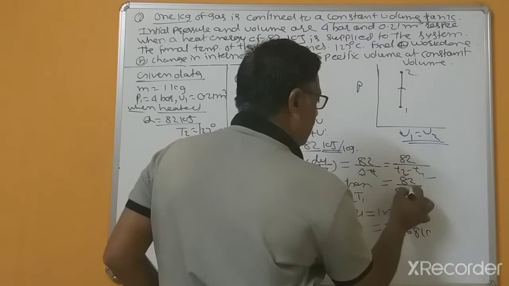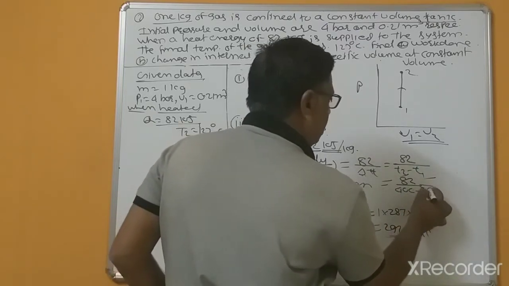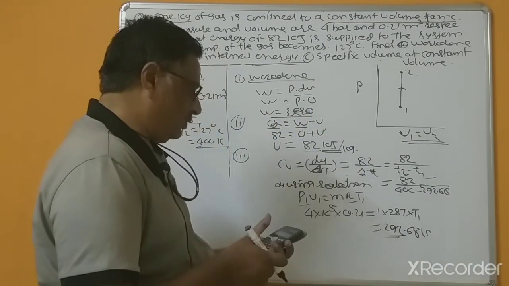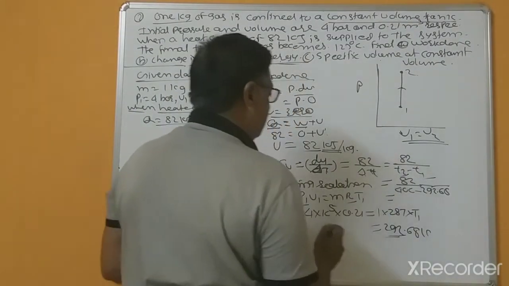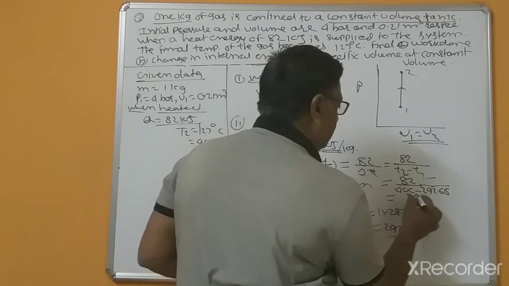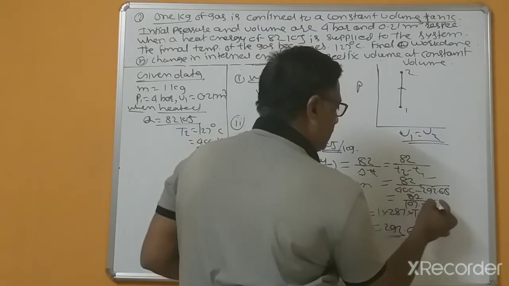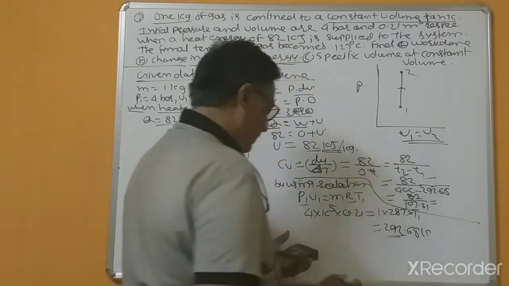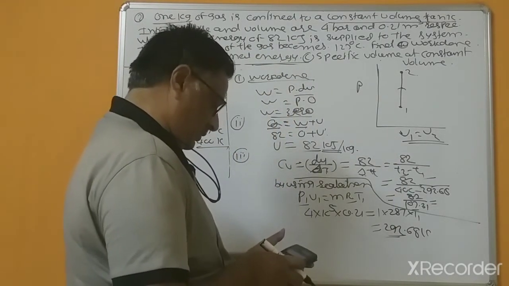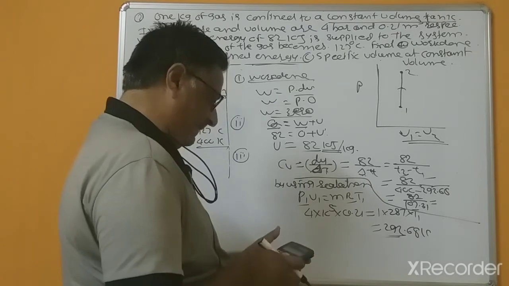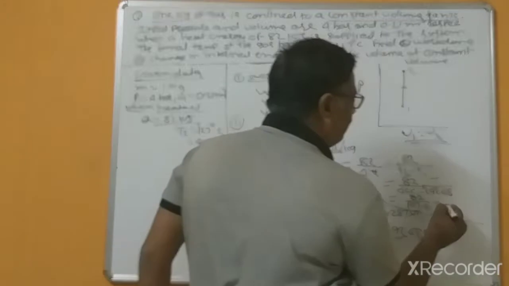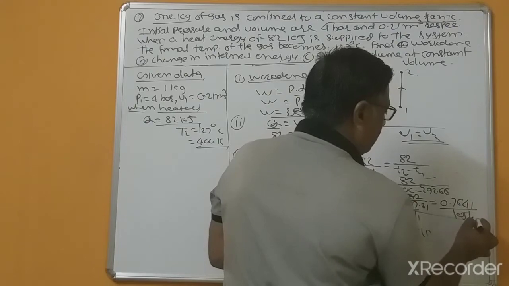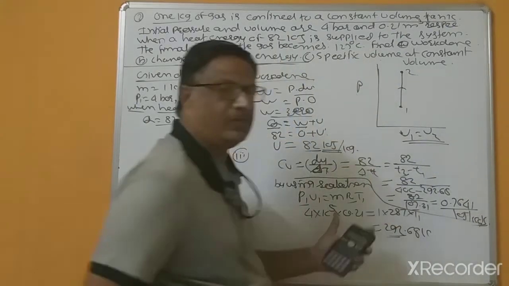Now we can put this value: T2 equal to 400 Kelvin minus 292.68, which is 107.31. So this is equal to 0.74641 kilojoule per kg Kelvin, and this is correct.